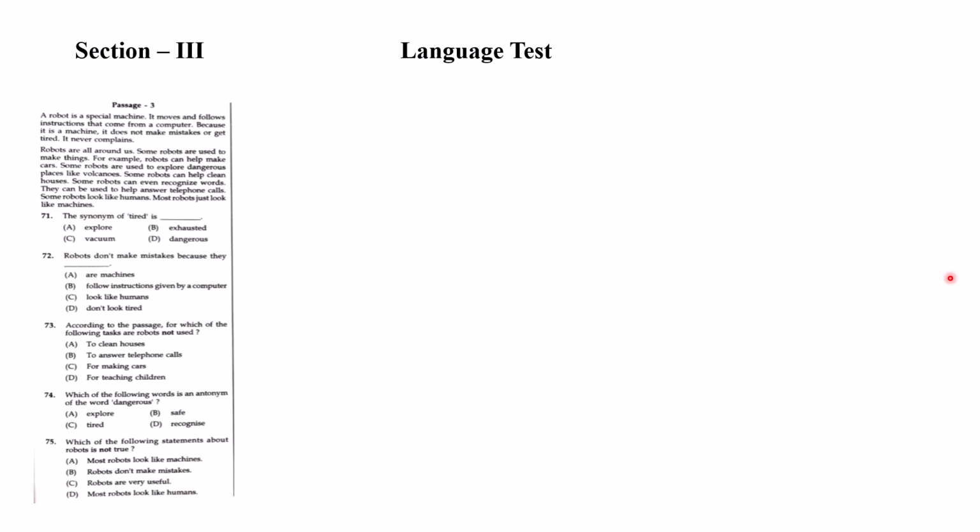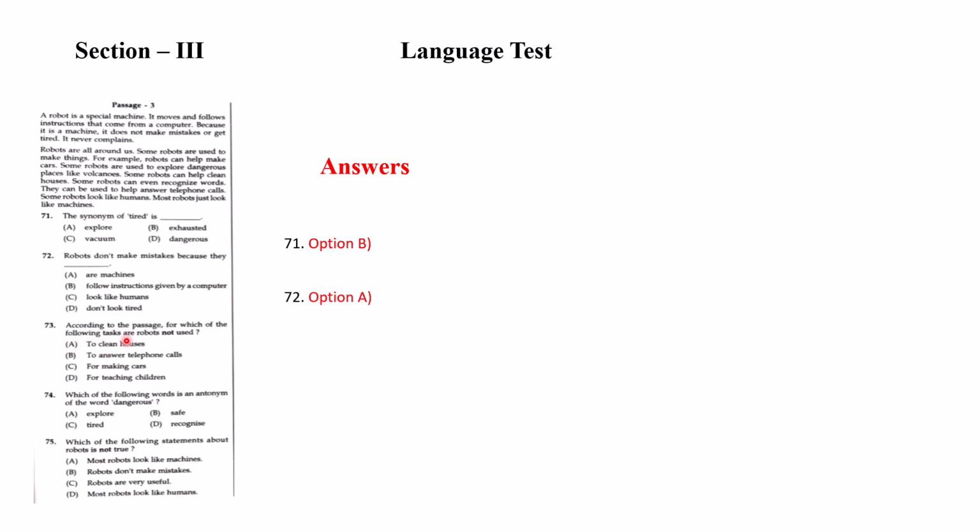Next, so 71, option B. Next, question number 72. Robots don't make mistakes because they are dash. Let us go and read into the passage. A robot is a special machine. It moves and follows instructions that come from a computer. Because it is a machine, it does not make mistakes or get tired. Therefore, correct answer is because they are machines. Option A would be the right answer for question number 72.